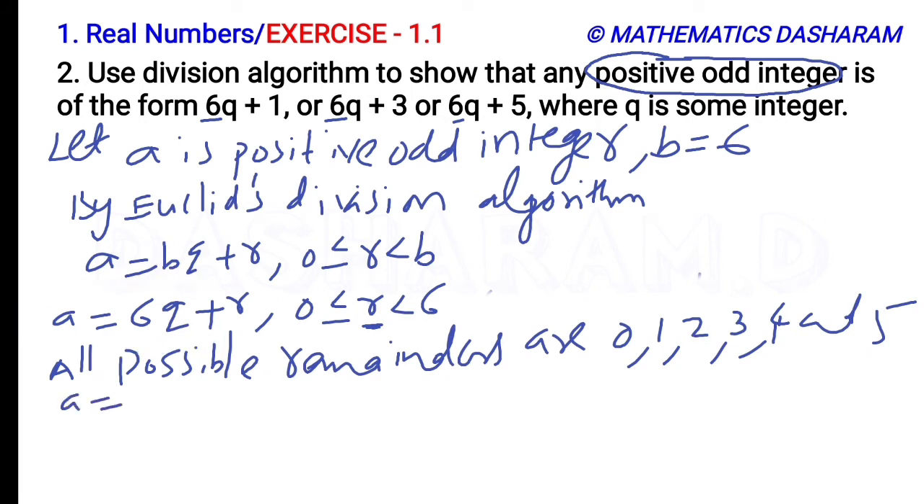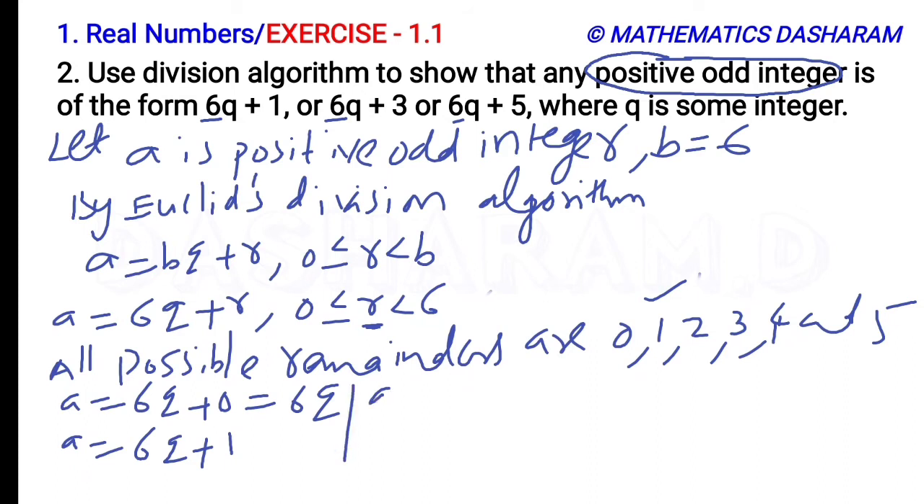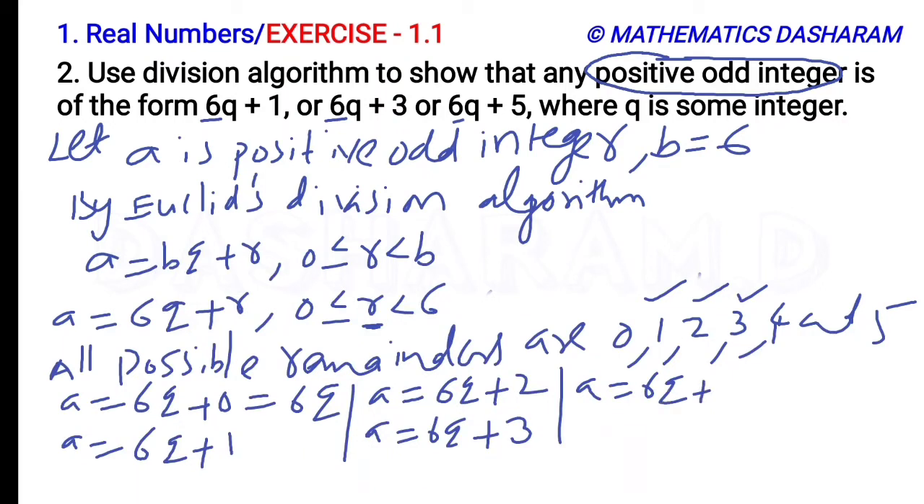So first, a equals 6q plus r. The first remainder is what? 0. So it is equal to 6q. Next, a equals 6q plus r. The second remainder is 1, so 6q plus 1 as it is. Next, a equals 6q plus r, so 6q plus the third one, 2. A equals 6q plus the next remainder, 3. So a equals 6q plus 4, the next remainder. A equals 6q plus 5.